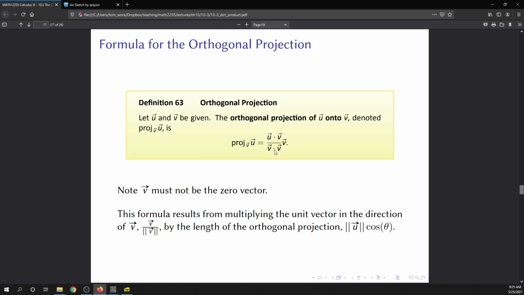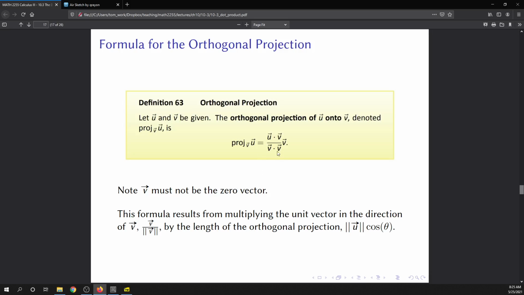And then we're going to take that scalar and scalar multiply it times the vector v. Okay. Obviously, v can't be the zero vector for this to work, right? Because the magnitude of the zero vector is going to be 0, and then you're going to be dividing by 0, which is undefined. Okay.